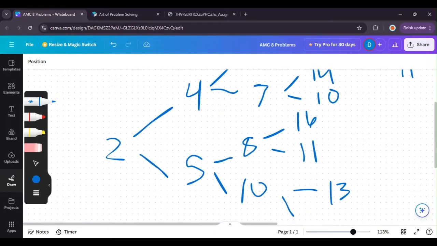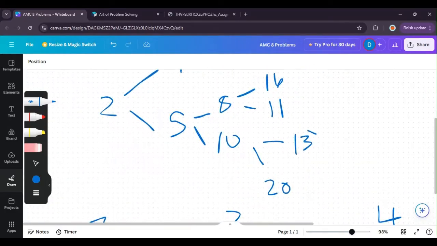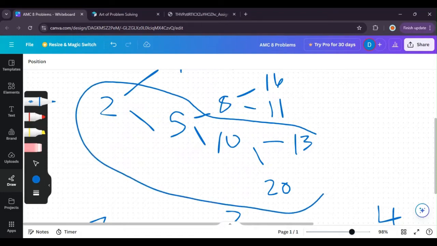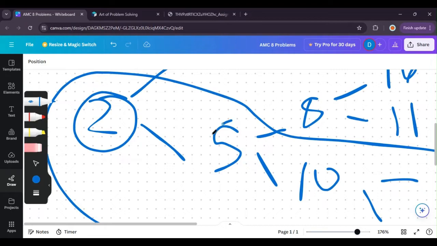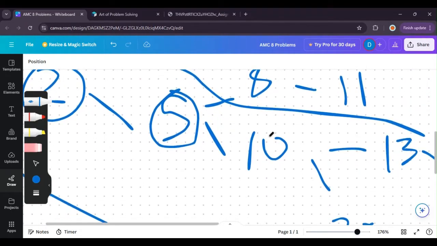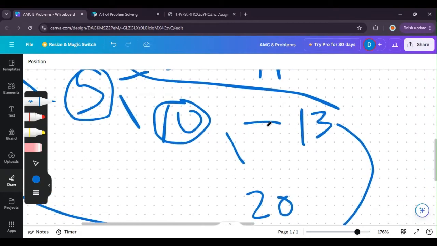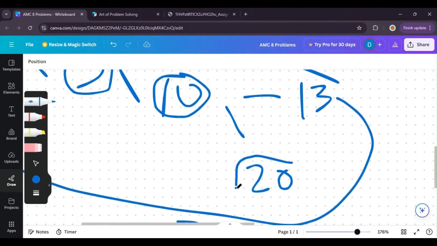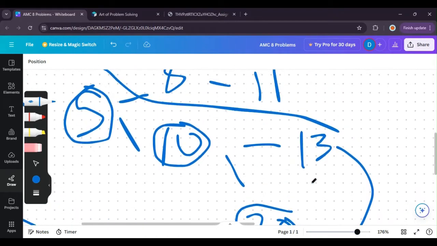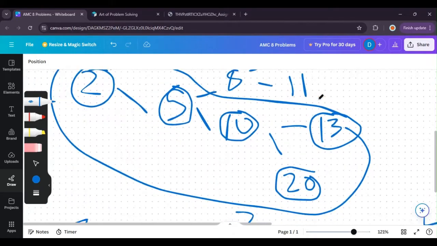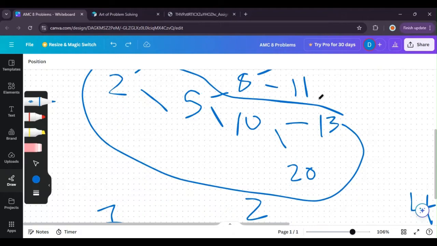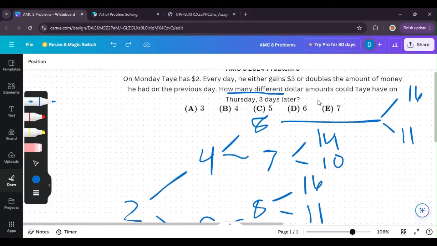And I'll explain what all these numbers mean, but I'll just pick one portion of the tree to explain it to you. Okay, so he starts with $2, he gains $3, and he chooses to double his money on the next day. Now he has two options. He can either choose to double his money again, or he can choose to gain $3. So these are all the possible outcomes that he can choose after 3 days.